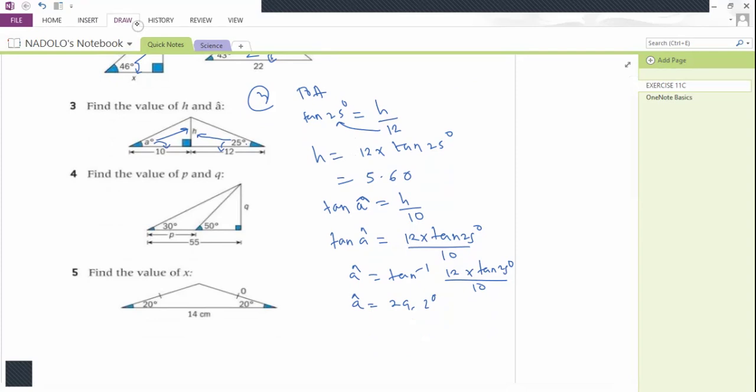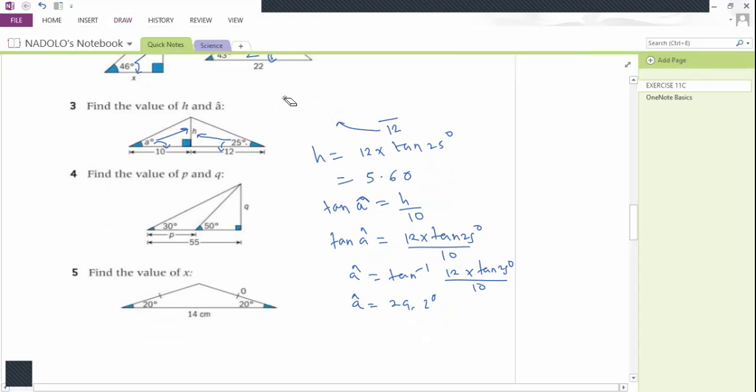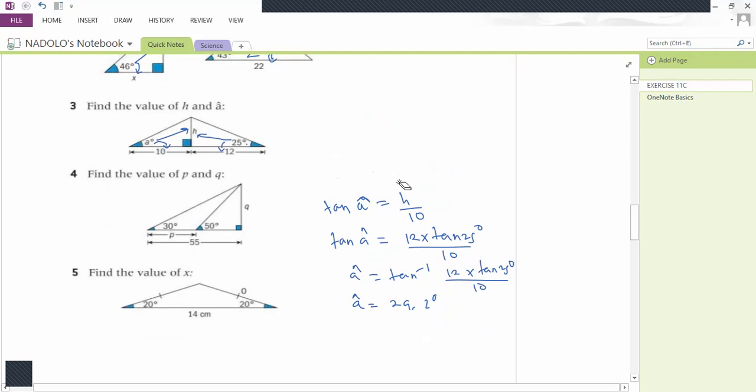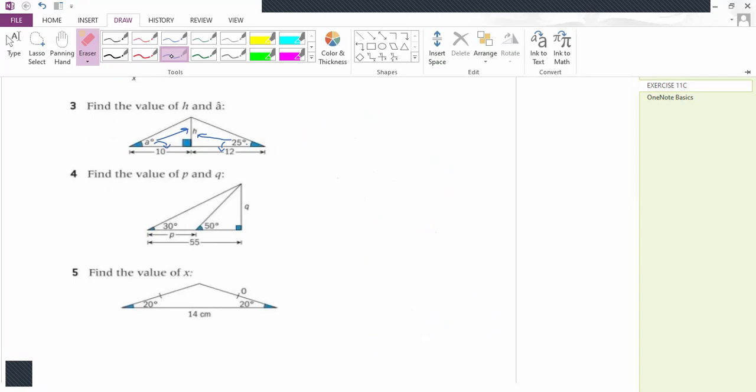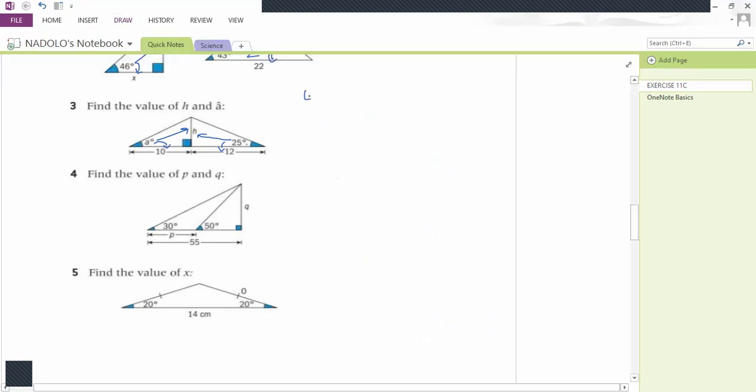Let's look at number 4. Number 4 says find the value of P and the value of Q. Same scenario up there. We can start with Q because I see 30 degrees has an opposite side directly to it, and then we have the whole adjacent side because it's 90 at this point. So all this length from here to here is adjacent to the 30 degrees. So adjacent and opposite, that is tan.